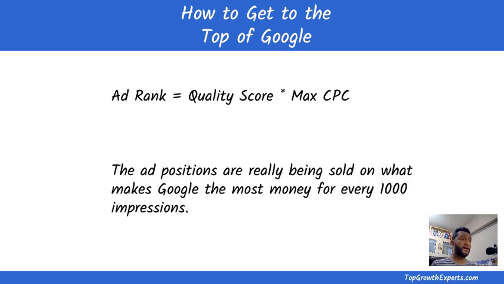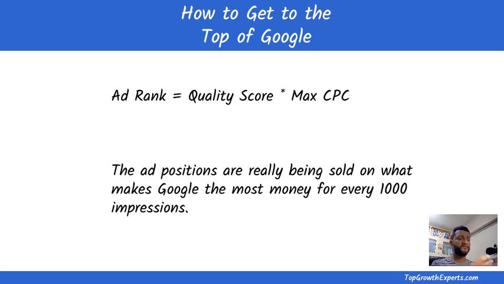So if you look at that from a high level, the ad positions are actually being sold on what makes Google the most amount of money for every 1,000 impressions. So the ads that make Google the most amount of money will be displayed at the top because they generate the most revenue for Google using this formula that I've just shown you here today. Now, why is that important to know? Well, if you are advertising and you understand this exact formula, you will understand how to reverse engineer this formula that Google doesn't really make public, or they kind of do, but not from this angle.